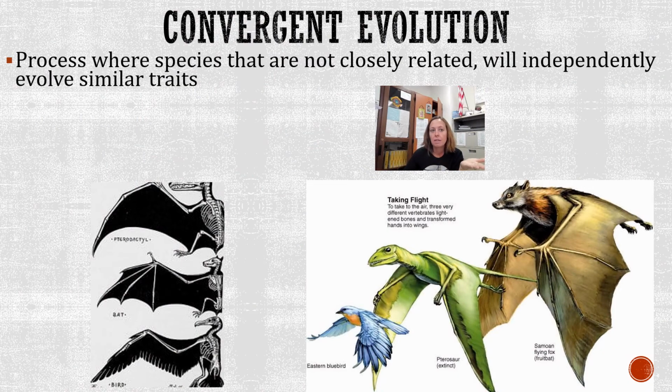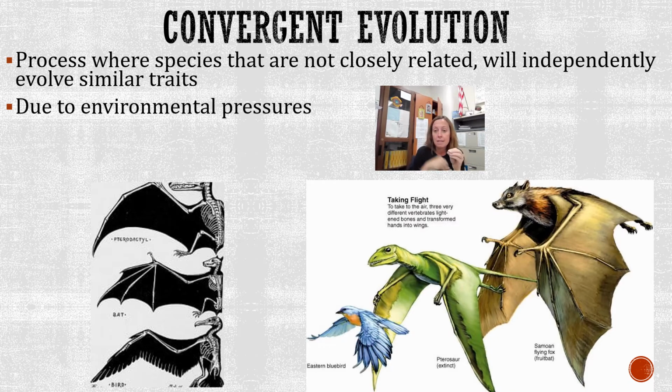Convergent evolution, all right, is a process where species that aren't related at all are going to evolve to have very similar traits, okay? But keep in mind, they are not related. This occurs because these species are going to live in the same environment, right? So think of things that live in the air. If you live in the air, you need wings to fly, right?